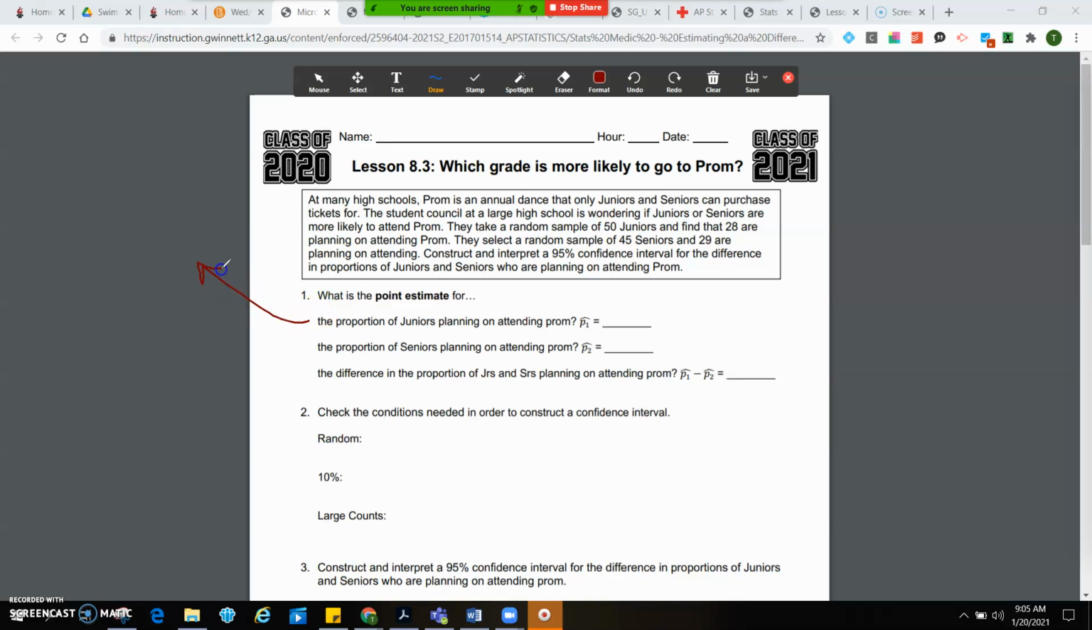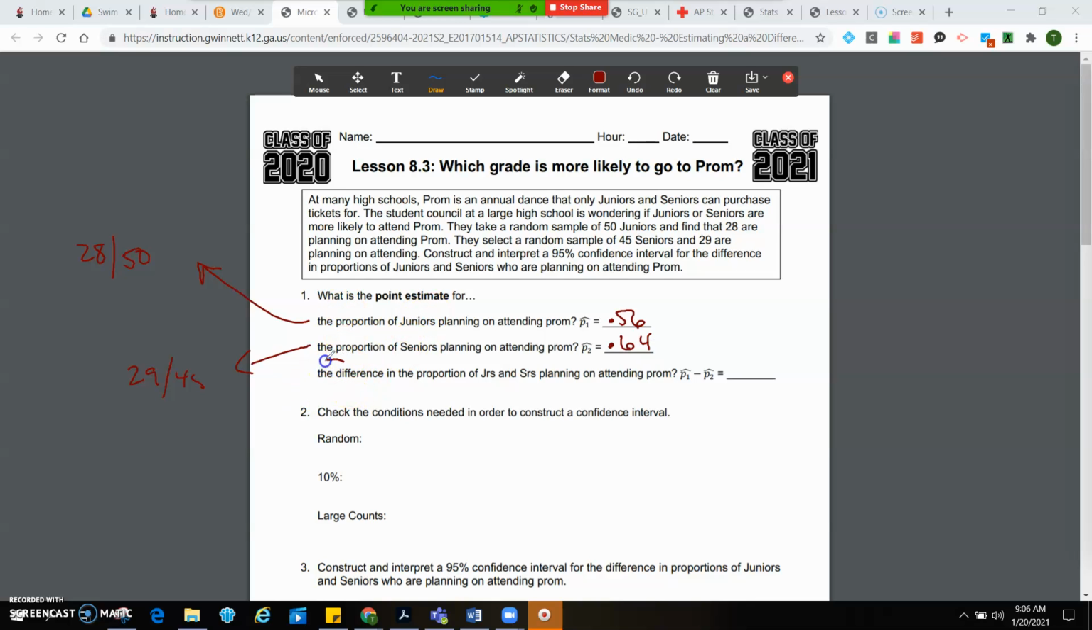For the juniors, you've got 28 out of the 50 who are actually going to go. So if you type that into your calculator, you're going to get 0.56. For the seniors, you're going to take 29 out of the 45. And if you put that into your calculator, you're going to get 0.64.